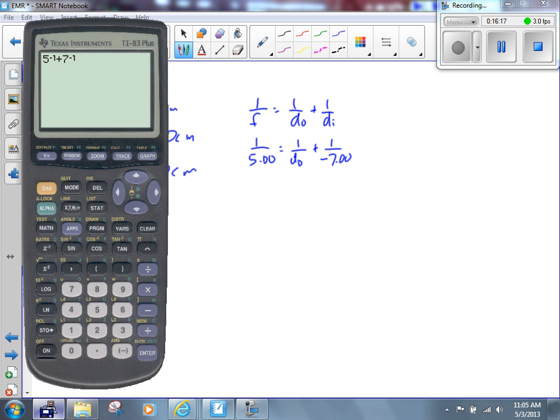Yeah, what we're doing really is subtracting a negative 7 or adding a plus 7. Right? Since it's negative on the right-hand side, we take it over to the other side by adding. We get that number, we flip it over to get DO, we get 2.917.